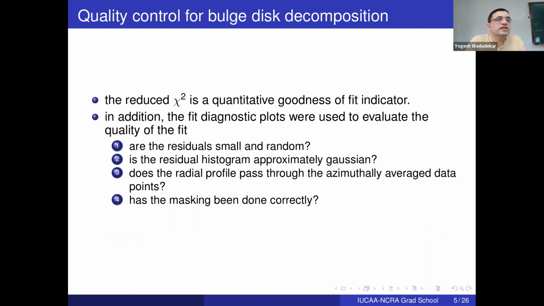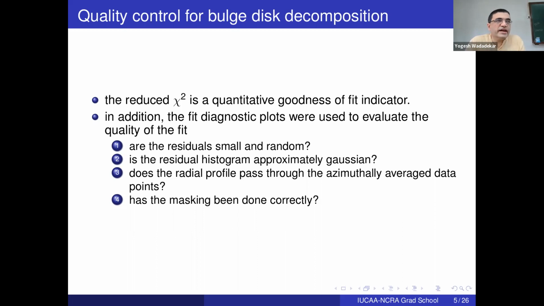When you do the bulge-disc decomposition, you should establish some quality control norms. The reduced chi-square is a good quantitative goodness of fit indicator. Depending on the degrees of freedom, which means the number of free parameters that you have and the number of individual pixels that you have, the reduced chi-square should come out close to 1. That means you are within the noise; you attained a good fit.